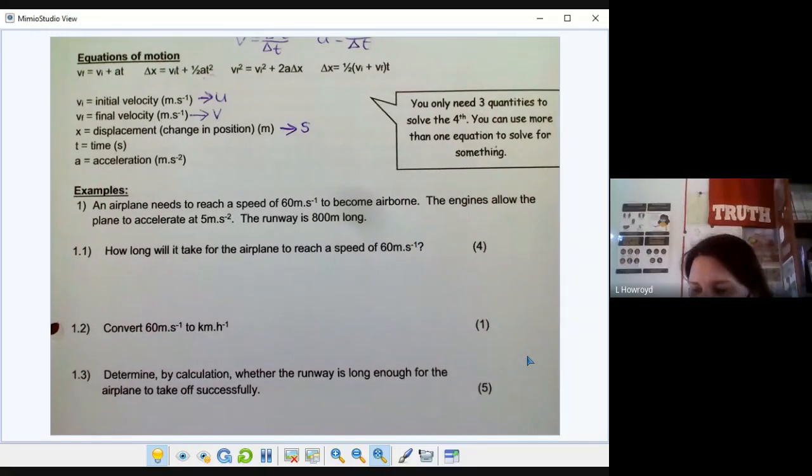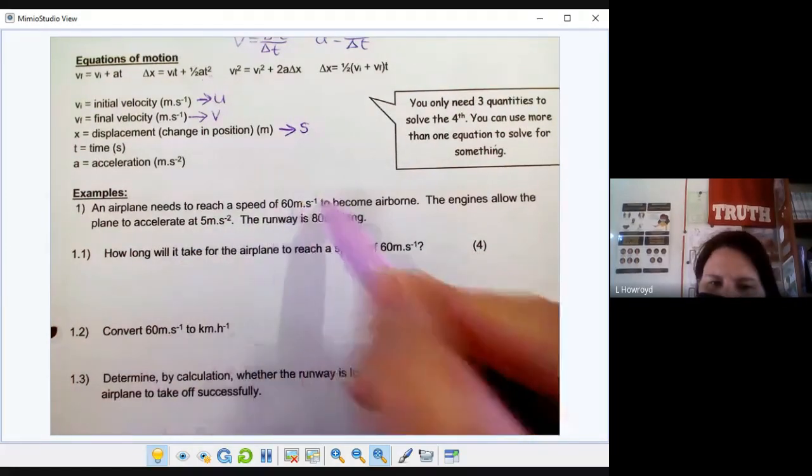How do we start this? So it says here, an airplane needs to reach a speed of 60 meters per second to become airborne. Okay. The engines allow the plane to accelerate at 5 meters per second. Okay, and the runway is 800 meters long. Now let's just break this down. So an airplane needs to reach 60 meters per second.